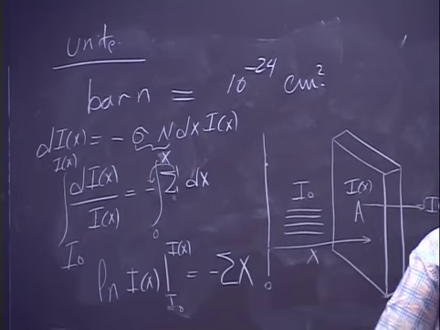So when you substitute, this will give you ln I of x divided by I naught equal to negative sigma x, and then you will invert it by saying that this is equal to exponential of this, and then you will multiply, so I of x will be equal to I naught e to the power of minus sigma x. And this is one of the basic nuclear engineering equations. What does it mean? The thicker your shield is, the more you attenuate the beam.